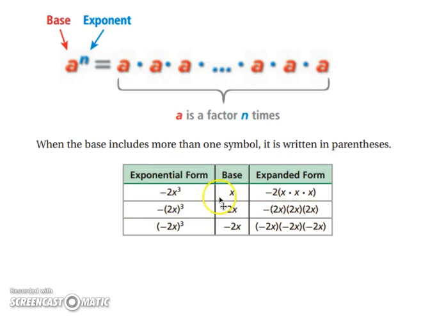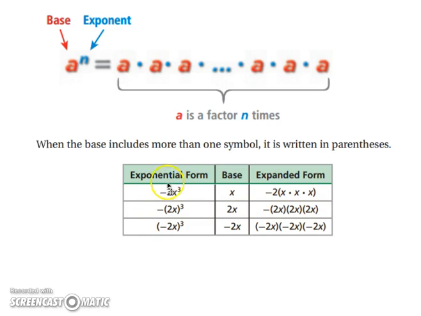So let's look at this chart below. In exponential form, we have negative 2x to the third. Notice how there are no parentheses around any of this. That means your exponent of 3 only refers to the x. So your base is x. In expanded form, you would have negative 2 times the quantity x times x times x.